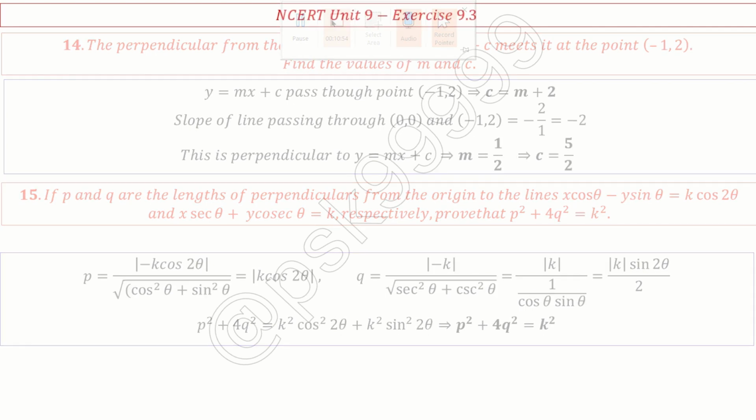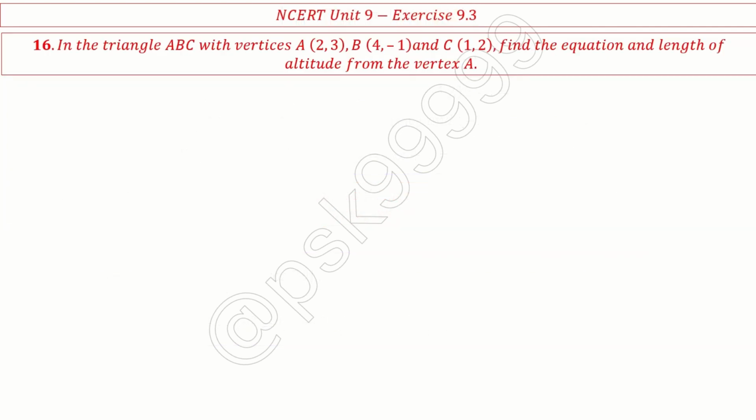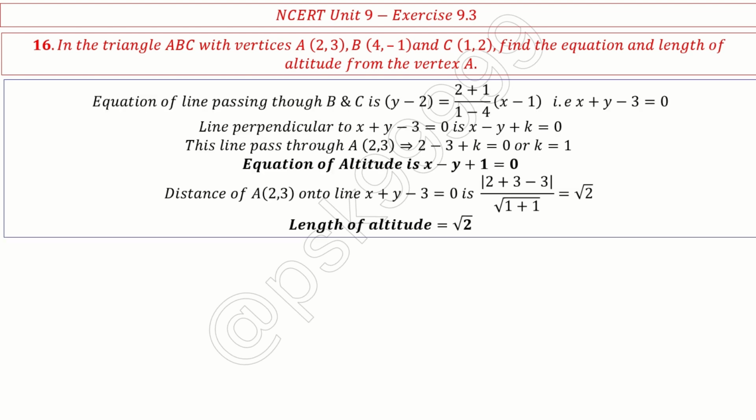Next. In the triangle ABC, the vertices are 2 comma 3, 4 comma minus 1 and 1 comma 2. Find the equation and the length of altitude from the vertex A. Because this is simple. Altitude from A means it is perpendicular to the line BC. So first find out the slope of BC, then perpendicular slope of the line, we know you will get with minus 1 by m, and then that slope, and it is going through the point 2 comma 3 A, right? So that's what we did here. Slope of the line BC.